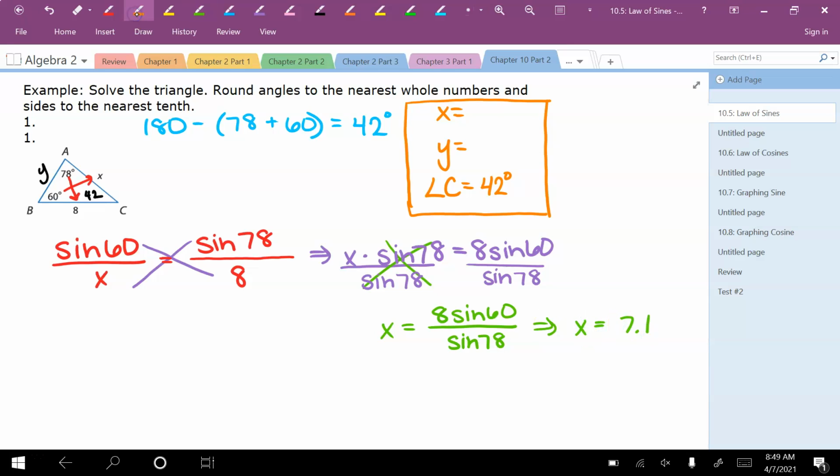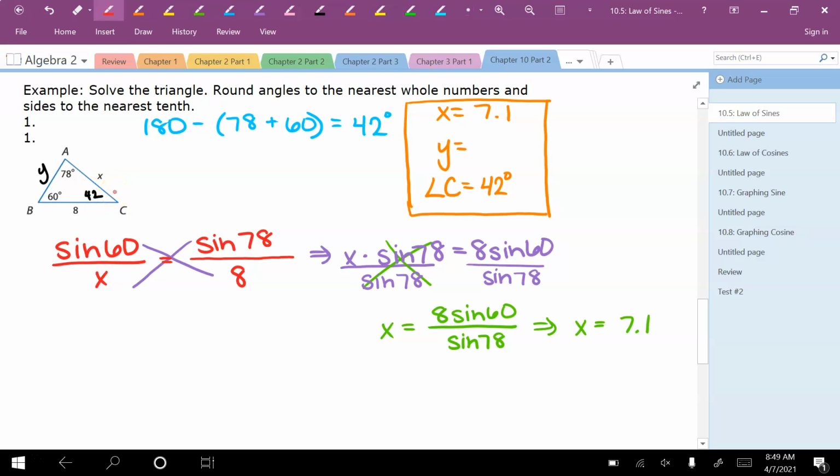Okay, so there's my x value, so I'm going to fill that in my box up here. Now I'm going to do a similar setup to help me solve for y. Okay, so coming back here to my triangle, I need to figure out y's value. So remember, y was across from that 42 degrees that we found at the very start of the problem.